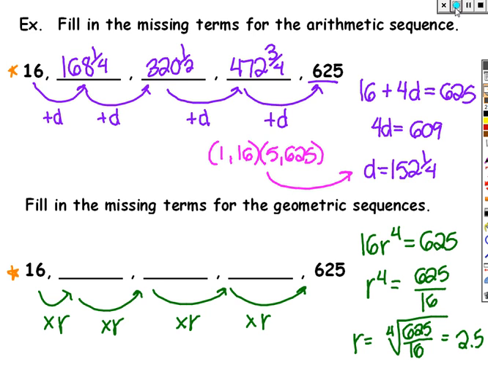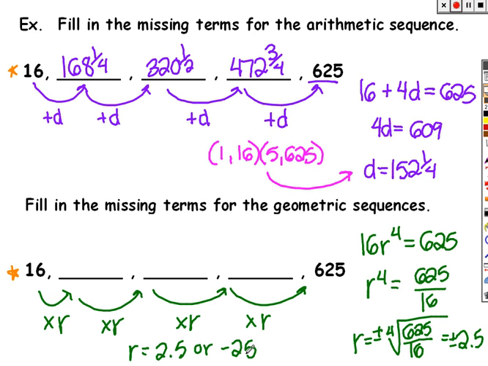2.5. Now, did anyone catch this? If I have r to an even power and I take the 4th root, or the 1/4 power, I should actually put out front that plus or minus sign. So r here could be 2.5 or negative 2.5.